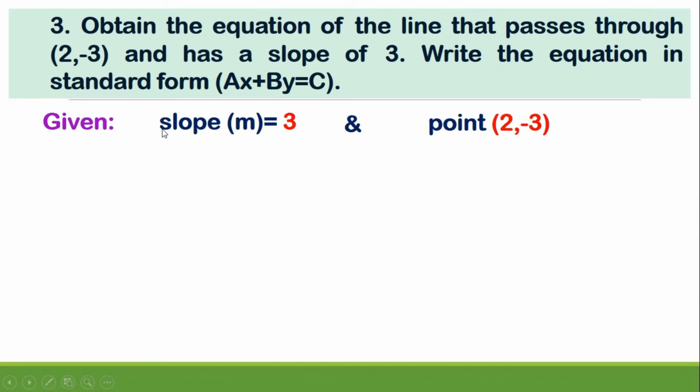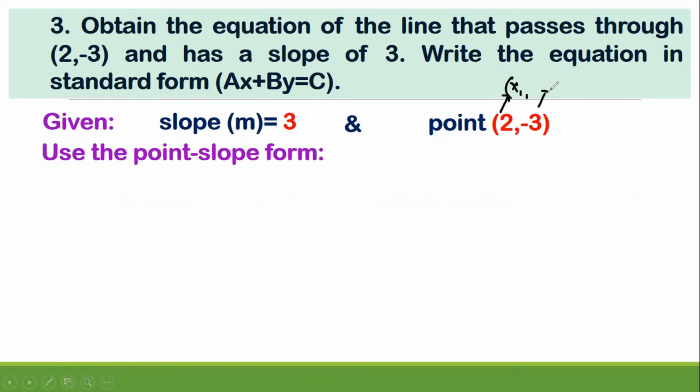So since we are given a slope and a point, therefore, we are going to use the point-slope form. Now, with this one, make sure to label and identify it correctly. Since this one is our point, make sure to identify that this 2 serves as your x sub 1, and the negative 3 serves as your y sub 1. So that you'll be able to substitute correctly. So again, the point-slope form is y minus y sub 1 equals m times x minus x sub 1.